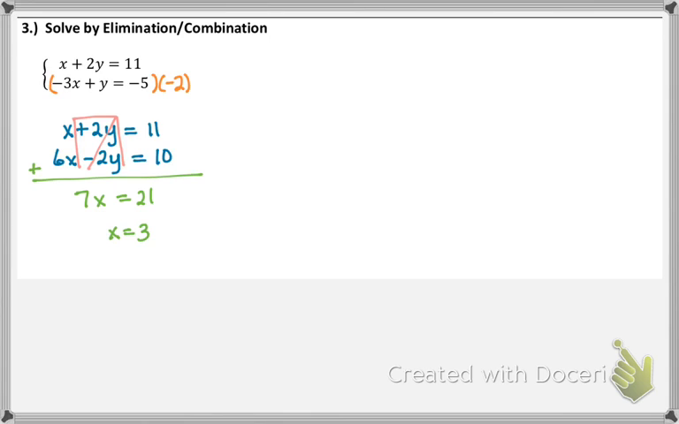And then once you have one variable, you again do as you did before: substitute it back in to one of the original equations and solve for the other variable. So I'm going to substitute it into the second equation. Negative 3 times, instead of x, I know x is 3, plus y equals negative 5. So that's negative 9 plus y equals negative 5. Add 9 to both sides, and y is equal to 4. And so my point of intersection, if I were to graph both of these lines, is going to be at 3, 4.